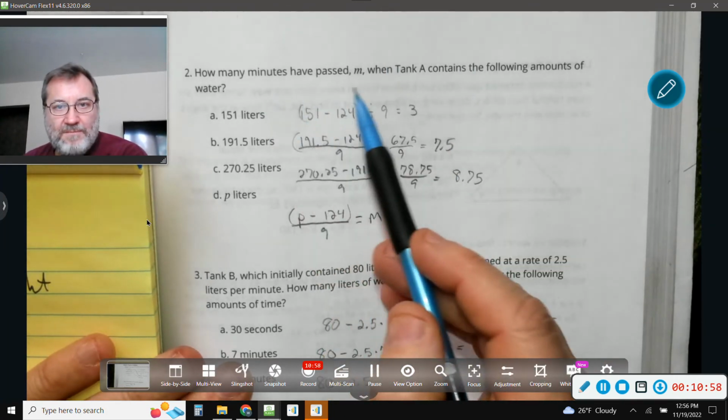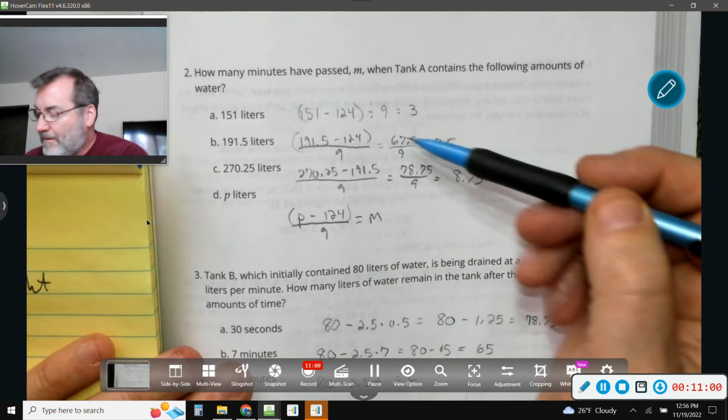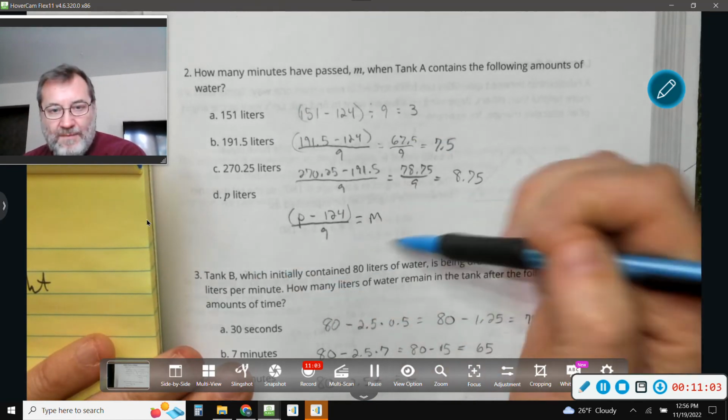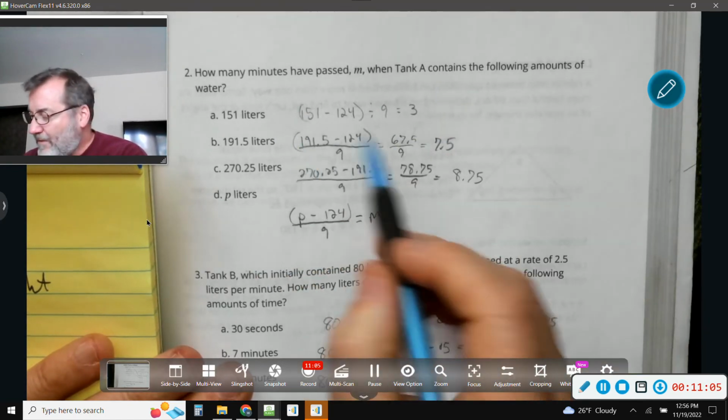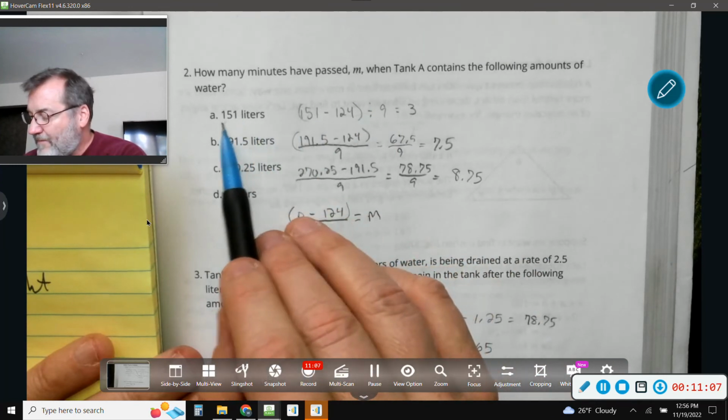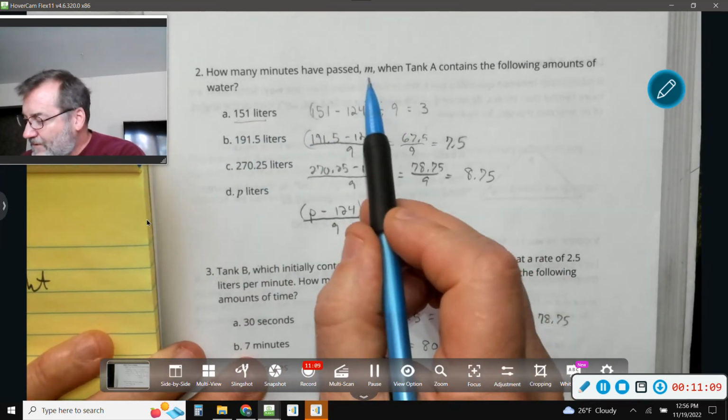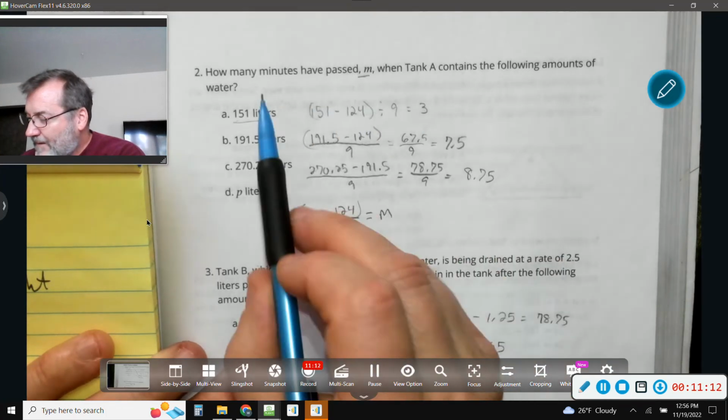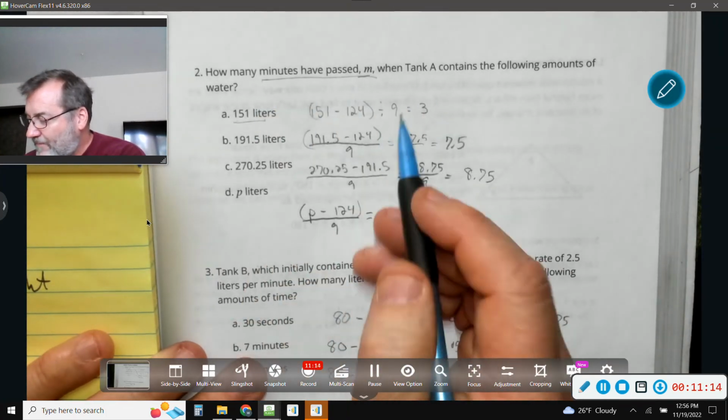How many minutes have passed when tank A contains the following? Alright, when we get down here to tank B, we're going to be draining. So we have this nice little equation here. You have 151 liters, and they want you to figure out the M here. It says how many minutes have passed. They want you to solve for M.